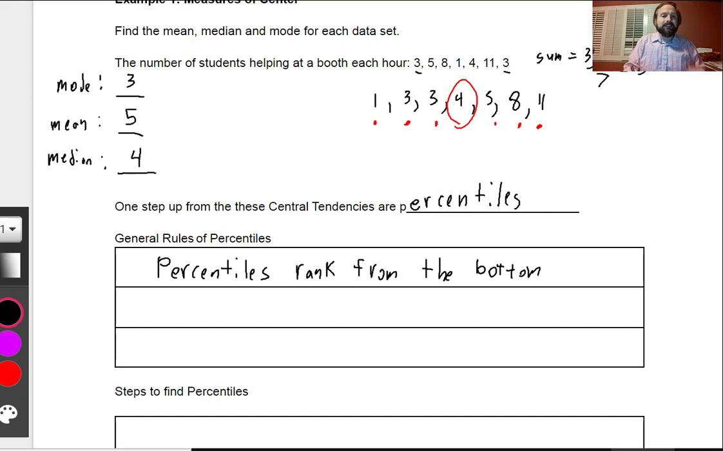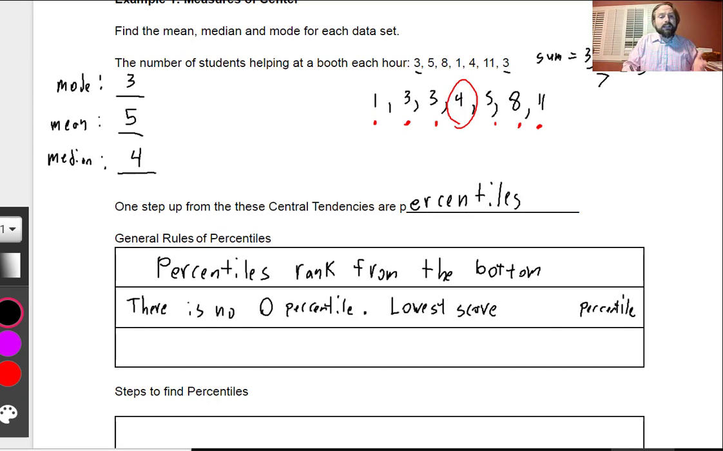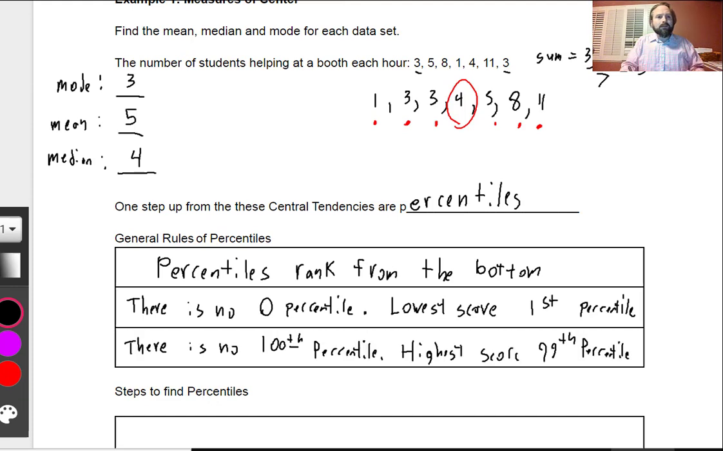All right. Next general rule. The next rule is going to be there is no 0 percentile. The lowest score you can have is going to be the first percentile. Finally, there is no 100 percentile. The highest score is going to be 99th percentile. So pretty much if you're at the very, very top, you're going to be 99%. Can't get to 100. Too bad. Highest percentile is 99.